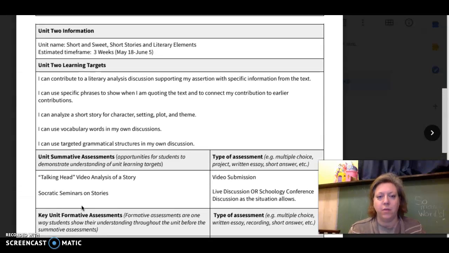After that, we're going to move on to short stories and literary elements. So we're going to be looking at a few different stories over the weeks, and instead of a paper, we're going to work on discussion skills. There are going to be times where you are doing talking head videos, which is like this, where you're talking into a camera, but we're also going to do some hopefully live in-person discussion. If not live, it will be electronic discussion. So that is the trimester overview, and you got that on Schoology.